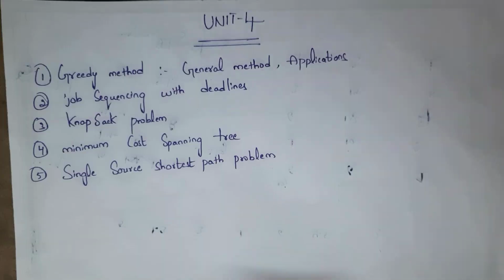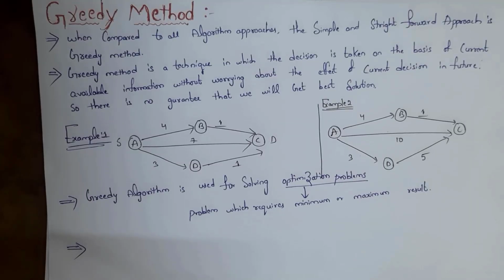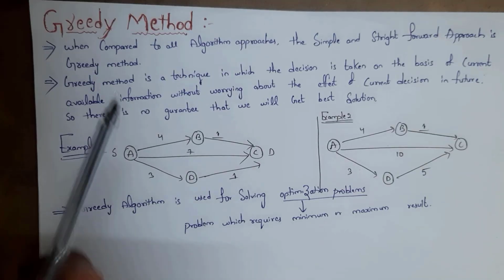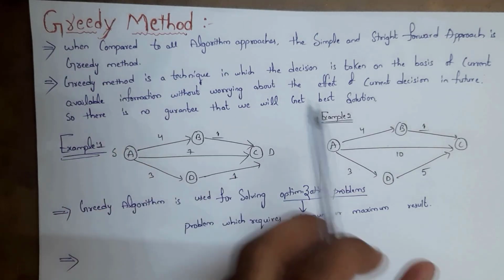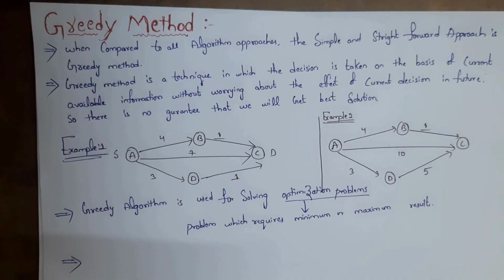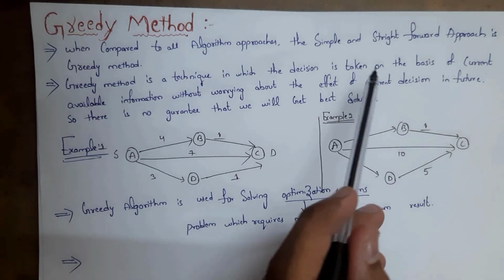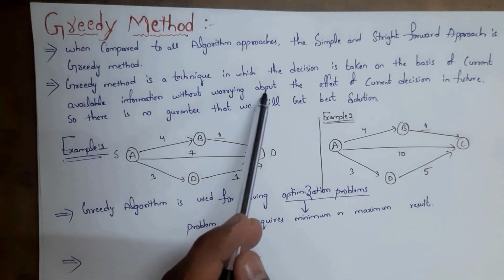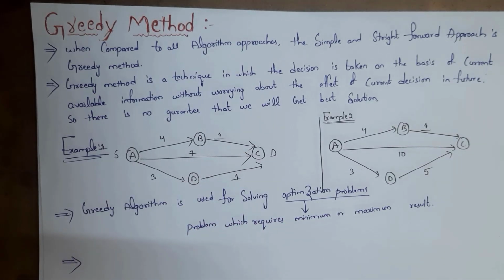Let's get started. At first I will explain what is greedy method. When compared to all algorithm approaches, this greedy method is very simple and straightforward. Greedy method is a technique in which decision is taken on the basis of current available information without worrying about the effect of current decision in future.